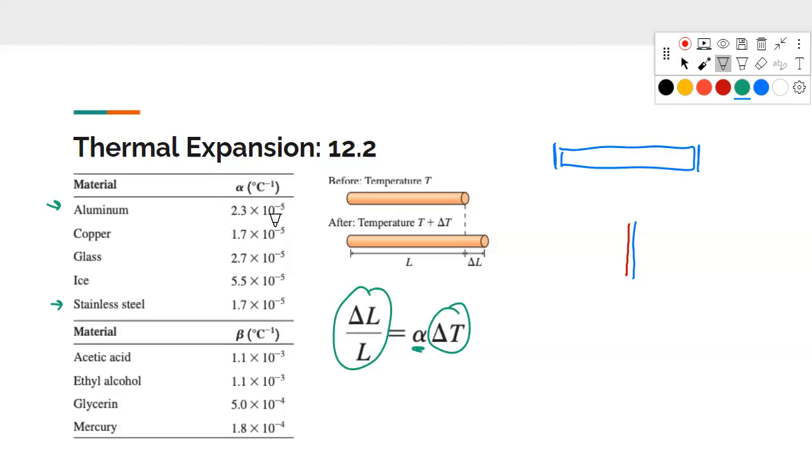So when we get this bimetallic strip, let's say that this side is the aluminum and this side is the stainless steel, you can see that aluminum has a larger alpha than stainless steel. So what happens is this strip is going to curve. Let me just draw it again.